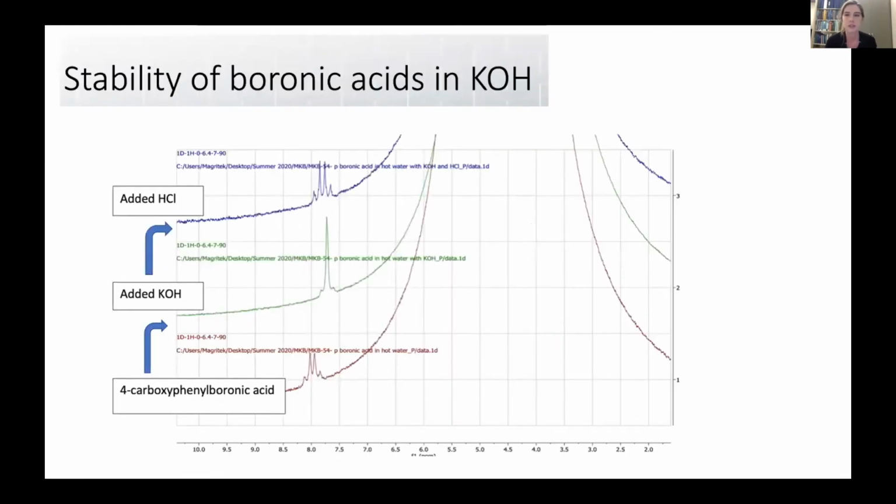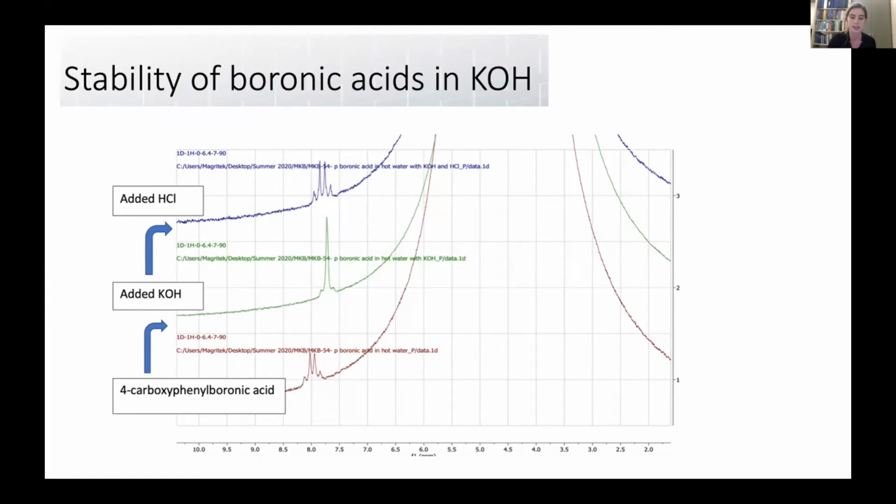So what I did was I used NMR spectroscopy to look at the structure of the boronic acids. At the bottom of the screen, we have the product just dissolved in water, and there's the NMR spectra, and we can see the shapes of the peaks. When we added KOH, there's a definite change in the peaks, which could indicate that the boronic acid broke down. Then I proceeded to add HCl, which caused the peaks to revert to what they were originally.